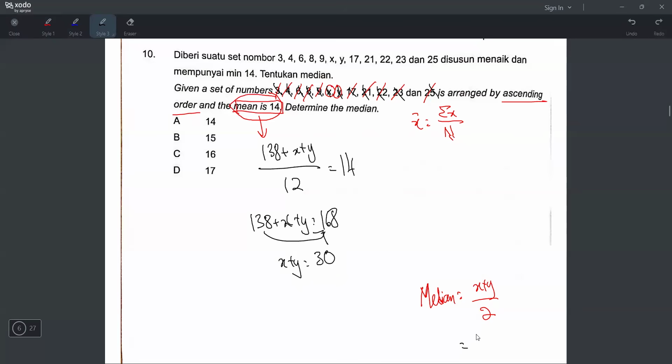And now you can find the median. X plus y divide 2, 30 divide 2, 15. So the answer is B.